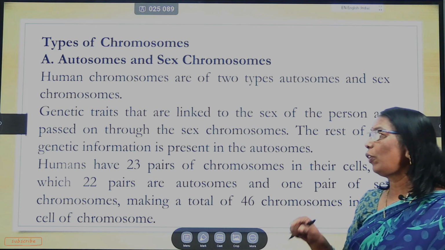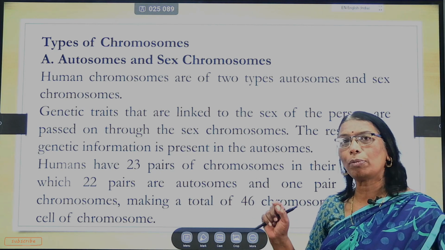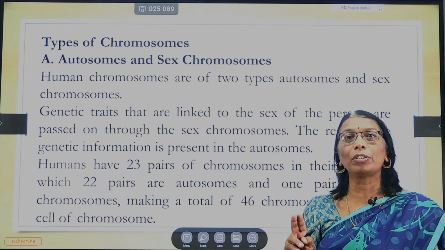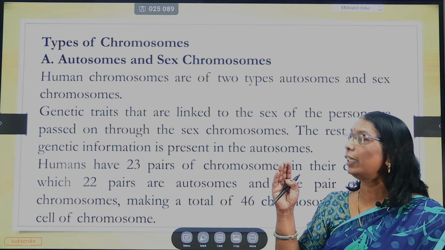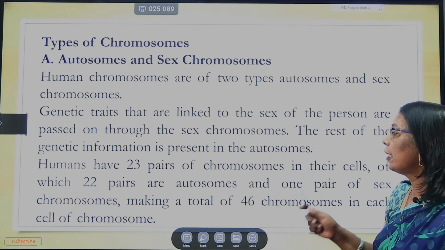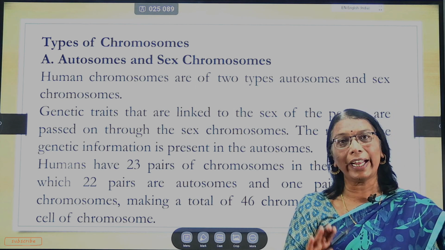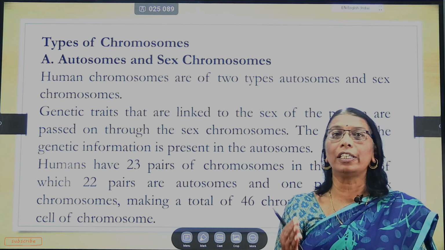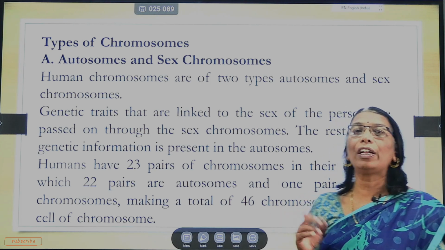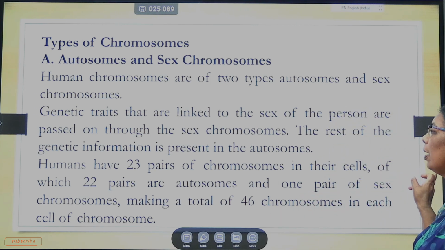In a human being, 23 pairs of chromosomes are present. Out of that, 22 pairs of chromosomes are termed autosomes, and only one pair is a sex chromosome, either XX or XY. The X chromosome is mainly responsible for femaleness, while the Y chromosome is responsible for maleness.